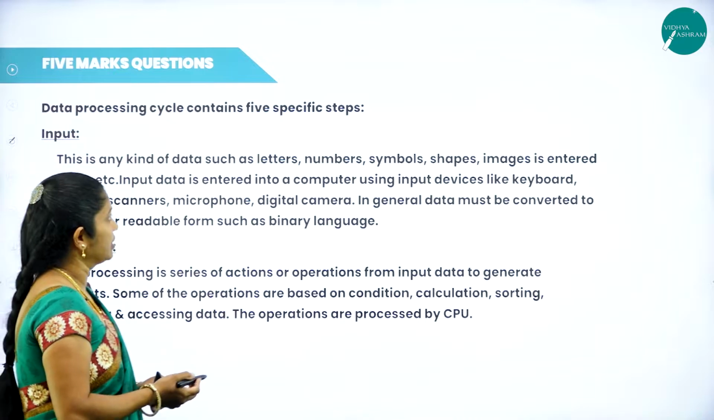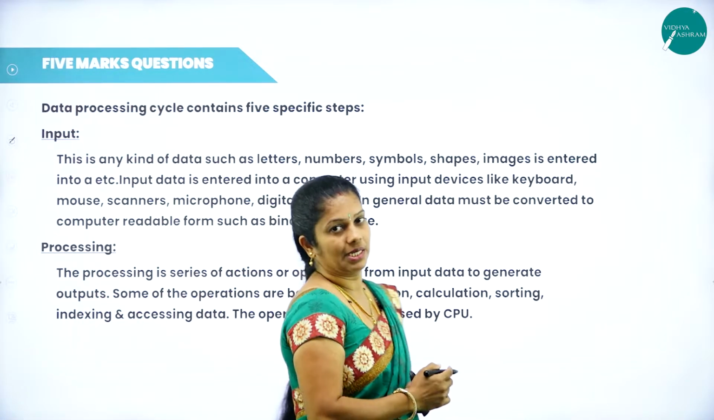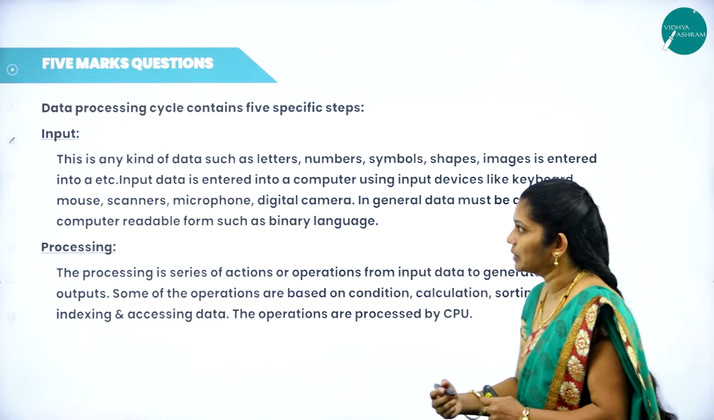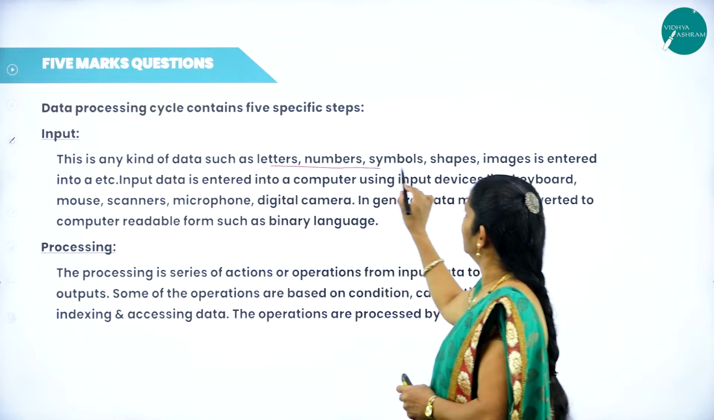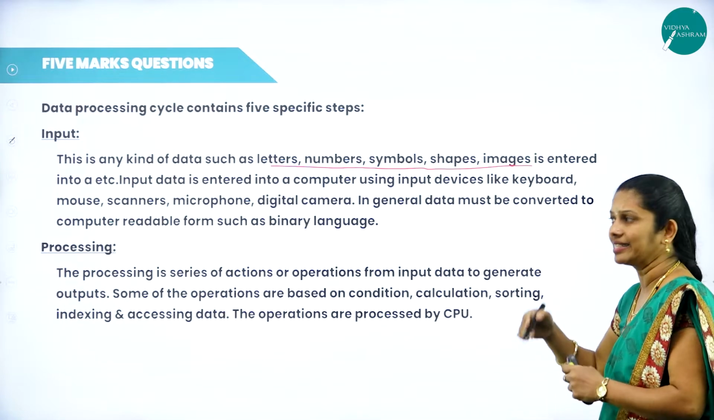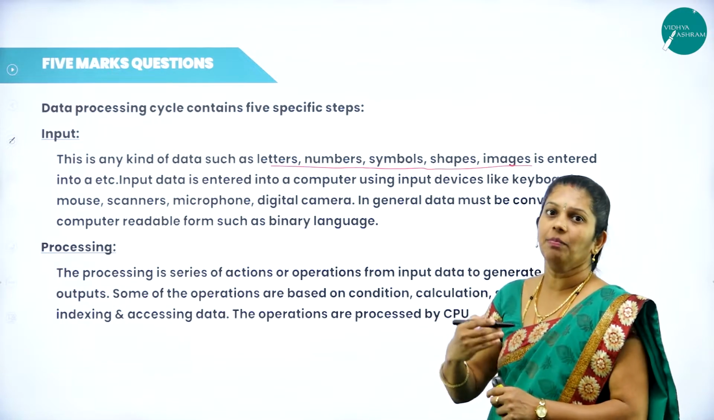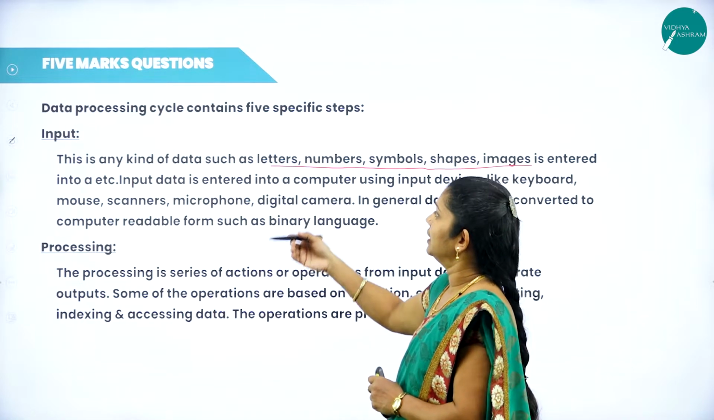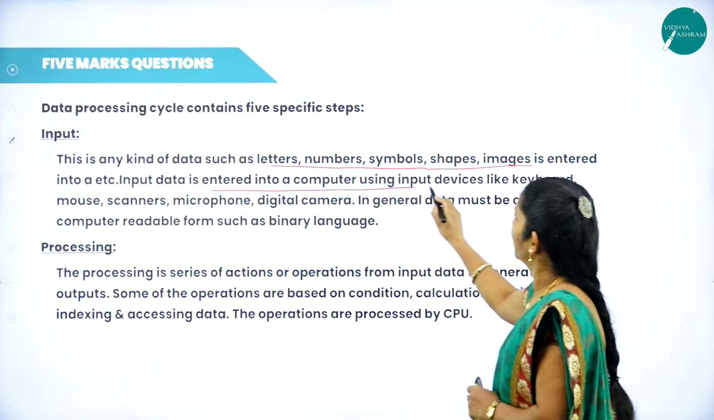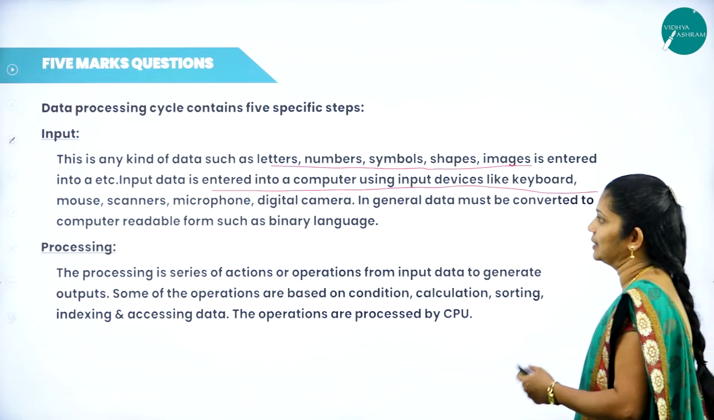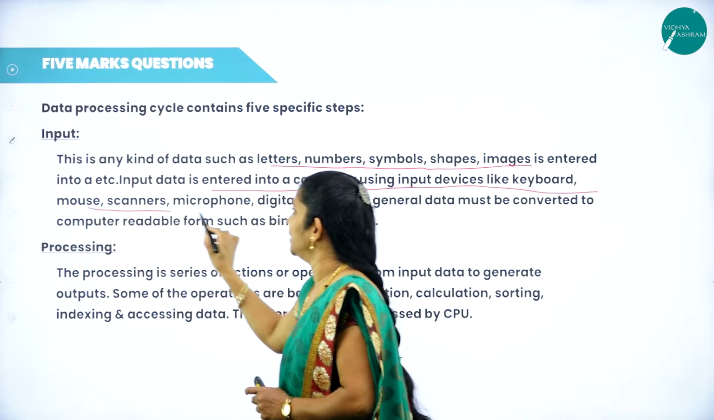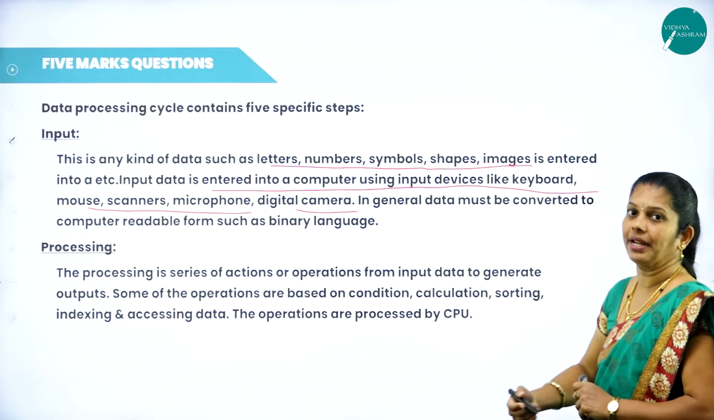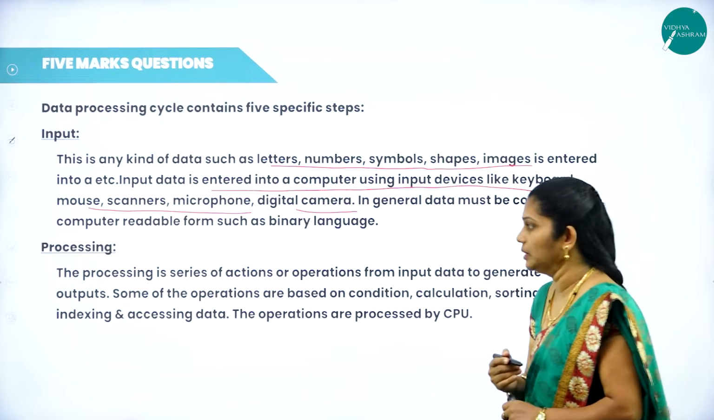When we come to the data processing cycle, there we have the input process. That means whatever data we have to process, we have to put into the processing, where the data may be letters, numbers, symbols, shapes, images, etc. Here the data is entered into a computer using input devices like keyboard, mouse, scanner, microphone, digital camera, etc. With these devices, we can enter the data to the computer for processing purposes.